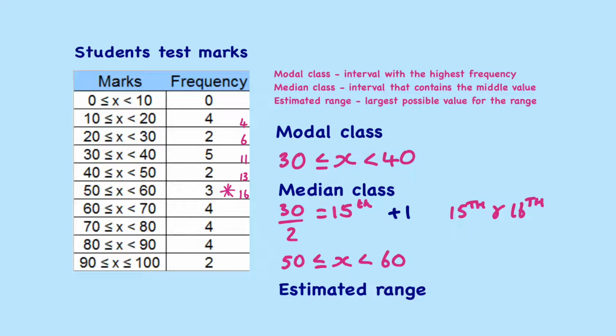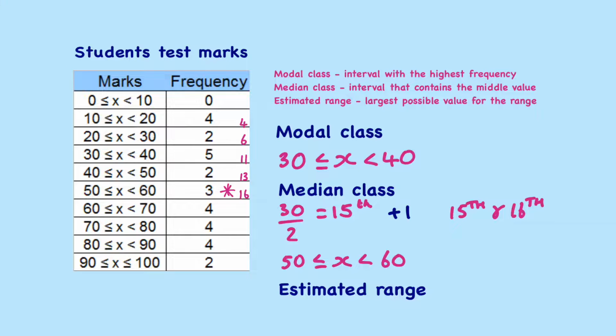Now we have to do the estimated range. Now this is quite straightforward. You can see that the biggest possible value could be 100. We don't know whether these 2 values are 100. However, it could be. And then we go down to the lowest value. Now there are no marks in this interval. Therefore, the lowest possible value could be 10.